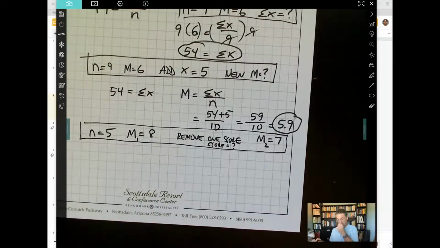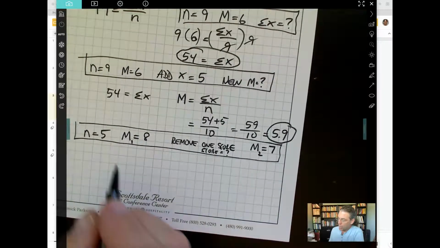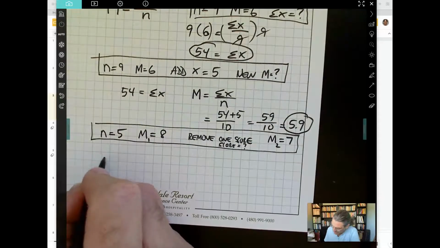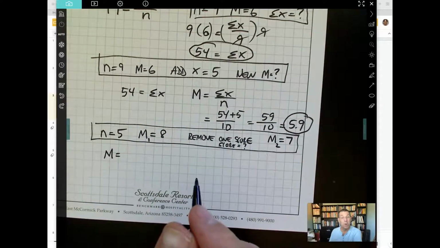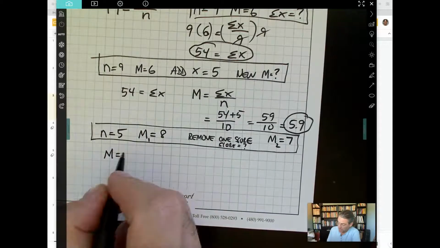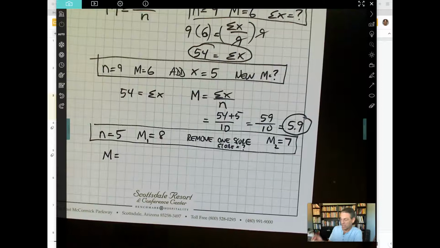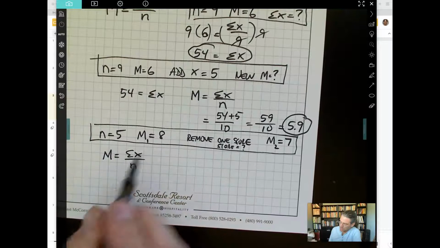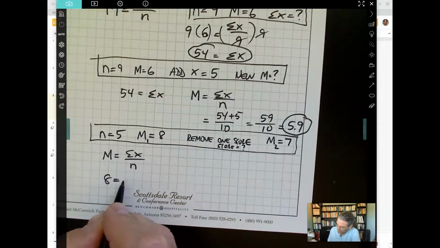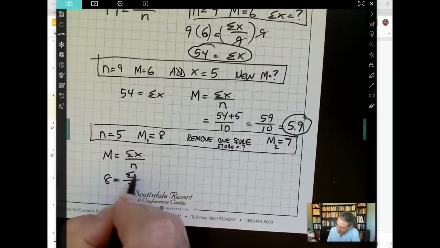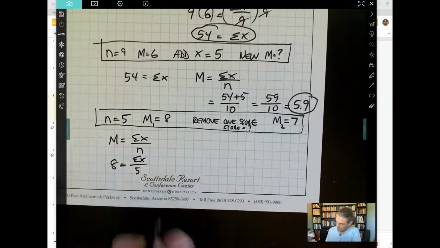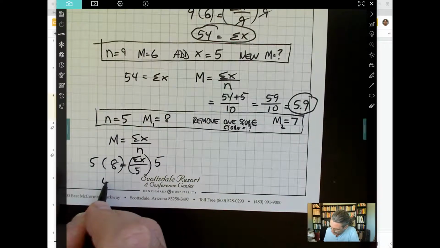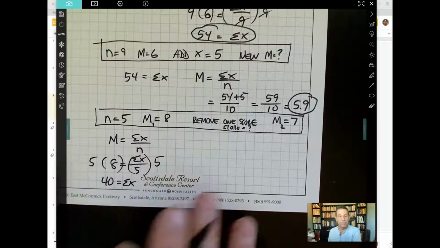So to do this, what I can do is start with this first group. Even if you're not quite sure what to do, just find a formula that has those components, minus 1, plus an extra component. So again, that's our mean formula, sum of x over n. We have the mean, 8. We have the n, 5. What we don't have is the sum of x for this original group of 5 people. So we solve by multiplying both sides by 5, and we get the sum of x is 40.